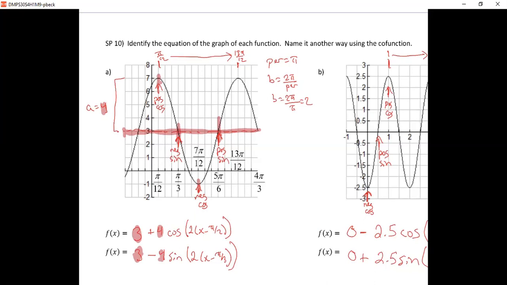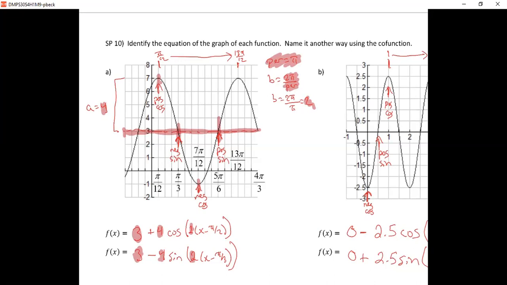And so for the first one, the last thing that I need to look at is what's my actual period. And this is where I'm going to define my b value. 2 pi divided by period gives me b, so the b value is 2. And now what's left is what is the shift and whether it's positive or negative sine or cosine.